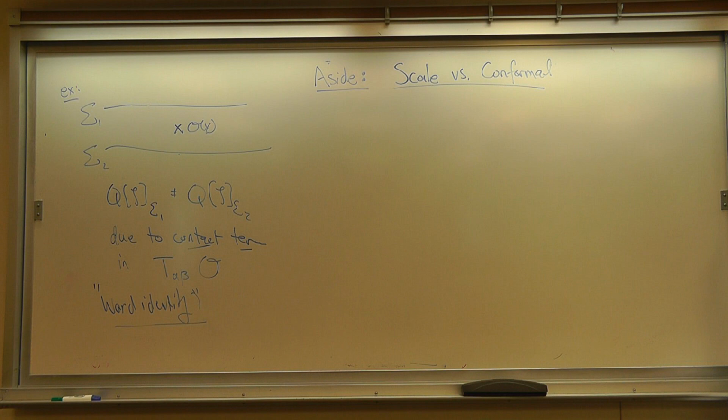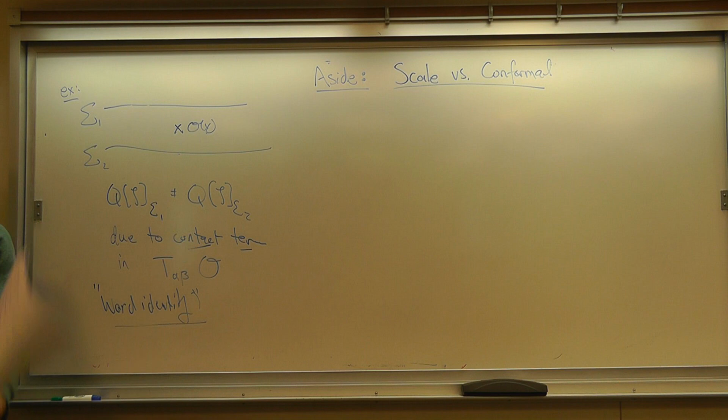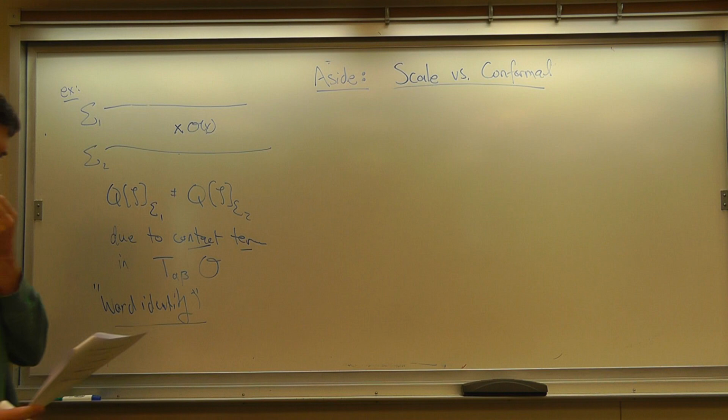So the way I gave you that argument, it looked like requiring scale invariance would imply tracelessness of the stress tensor and therefore automatically give you conformal invariance. And I know that's not quite true. Well, it might be true, actually, but it's unproven, and I want to discuss what the issue is and what the situation is. Okay, so why almost?